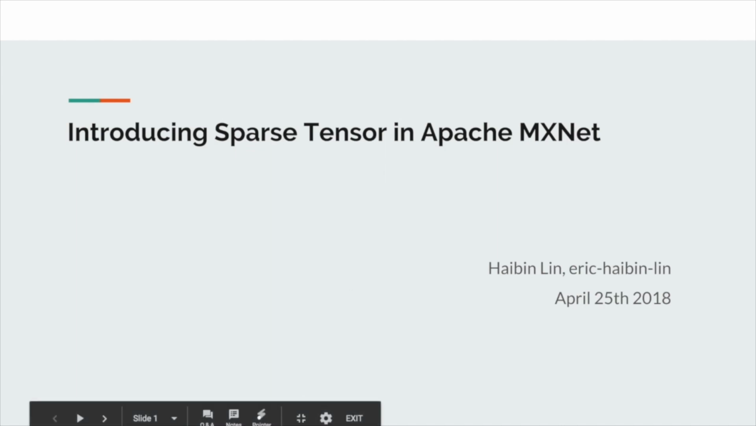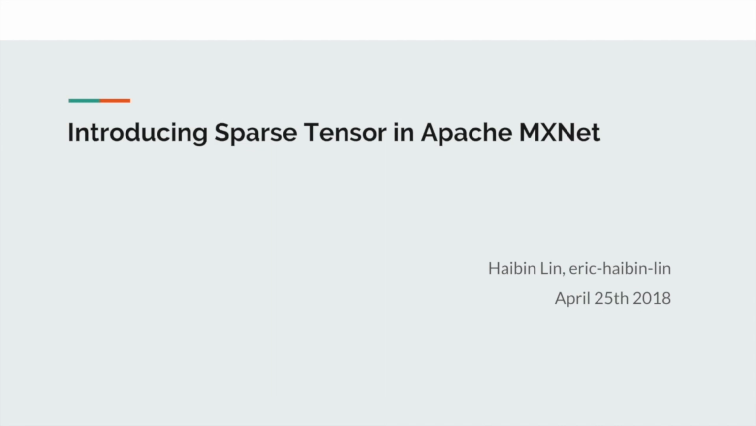In today's talk, I'm going to introduce you the Sparse Tensor feature in MXNet, specifically what kind of data is sparse, and also what kind of performance optimization you can get in terms of speed, memory, and communication, especially if you're working on large-scale recommender system or natural language processing applications. So let's get started. There are two types of tensor that we'll consider in MXNet.